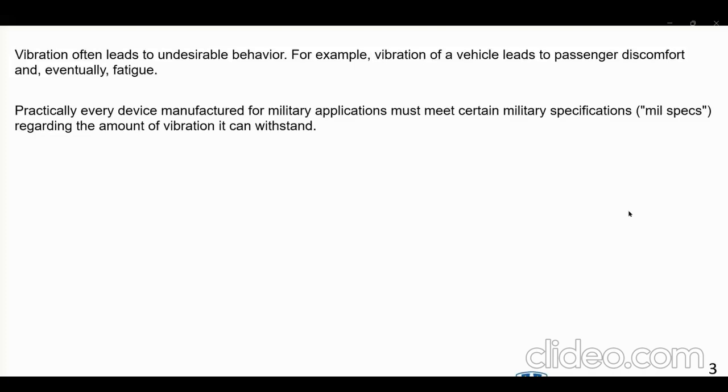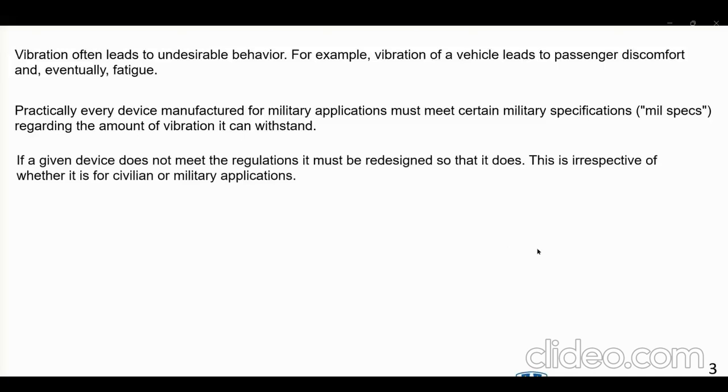Now, every device that is used for military applications must meet the mil specs, which is a specification set by the military, and this is regardless of the amount of vibration it can withstand. If a device does not meet those specifications, either mil specs or any other standards set by other organizations, it has to be redesigned, irrespective of whether it is for military or civilian applications.